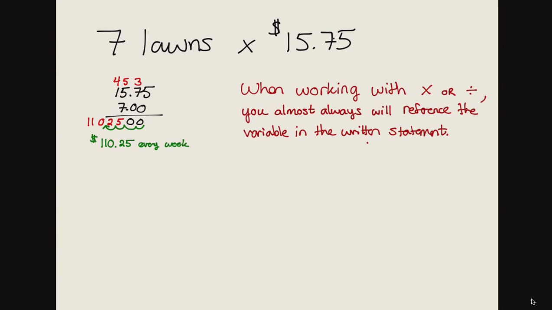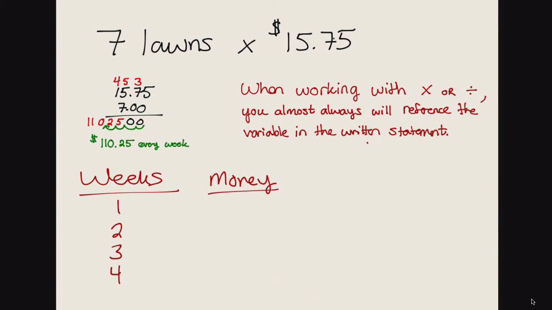And maybe you guys can, I'm going to have you figure this out in a table first. Here's the number of weeks: 1, 2, 3, 4. Okay, how much does she make per week? Okay, 110.25. So if she worked 1 week, she'd make 110.25. What about 2 weeks? How much would she make? Yeah, Savannah? 221. Close. 220.50.